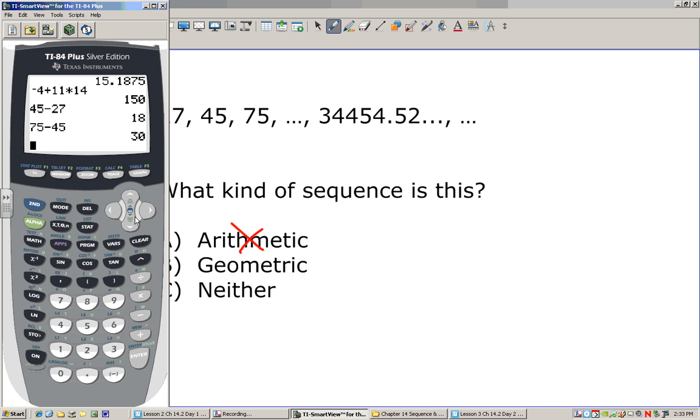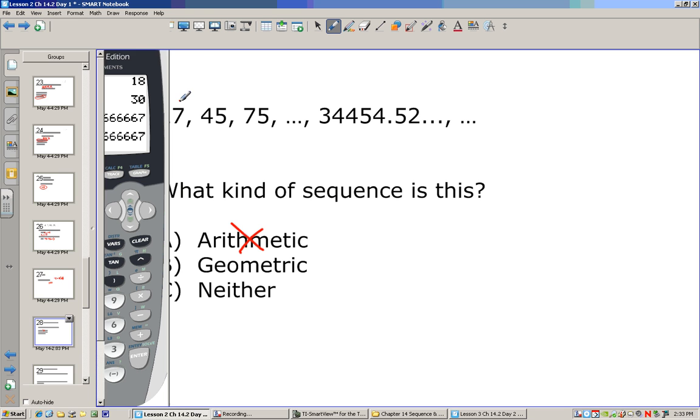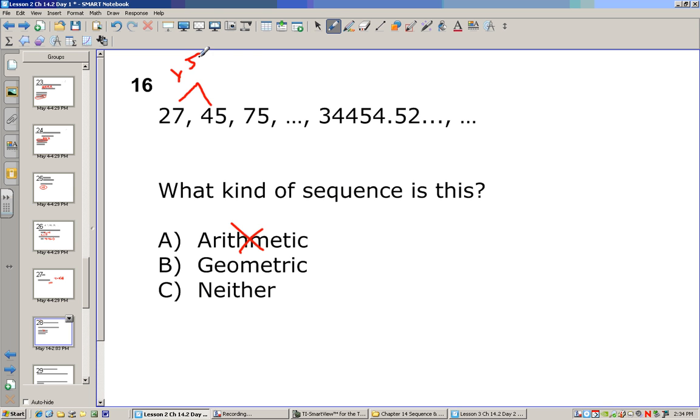Let's check geometric. What's 45 divided by 27? What's 75 divided by 45? Looks like it's the same number. So it looks like we're multiplying by 5/3 or 1.66 each time. So that means we have a geometric sequence.